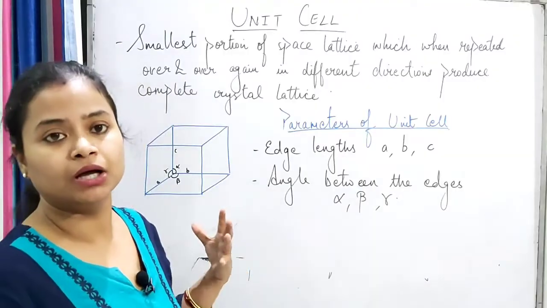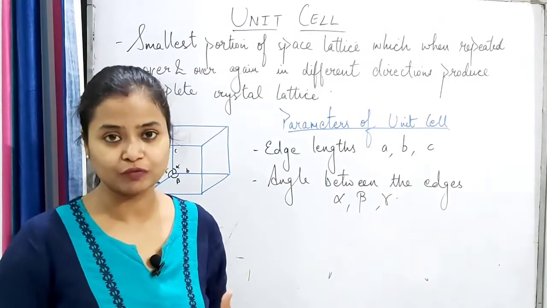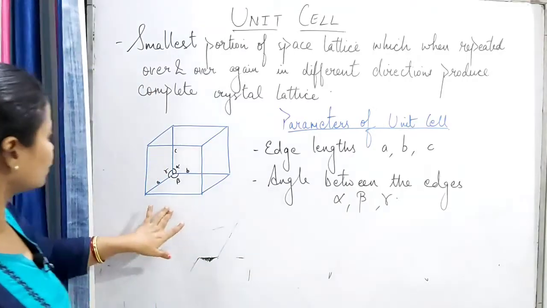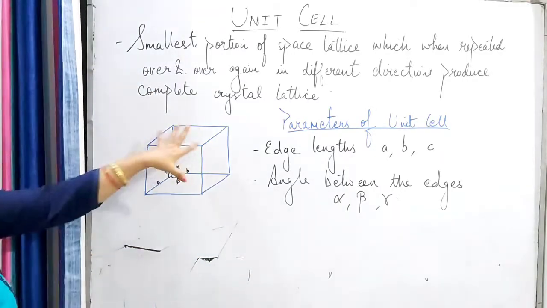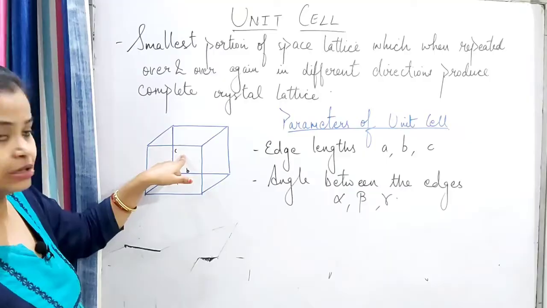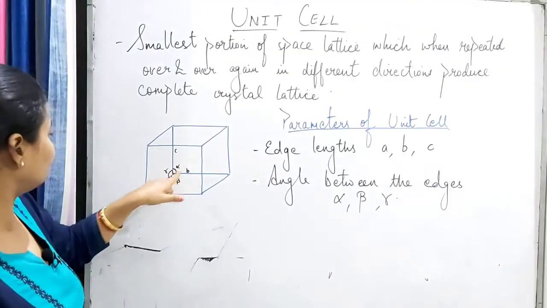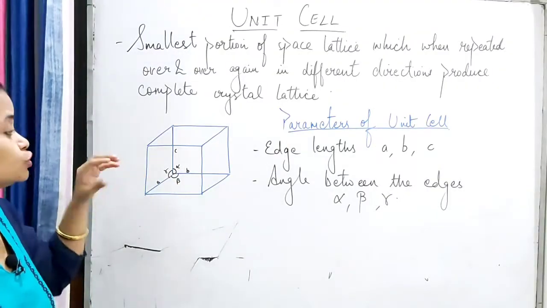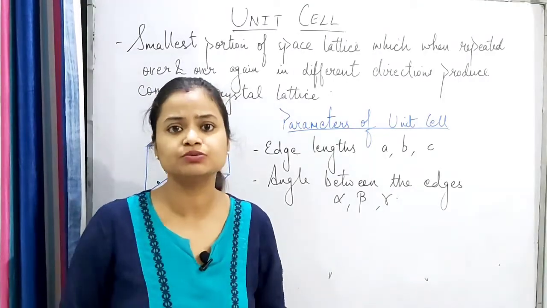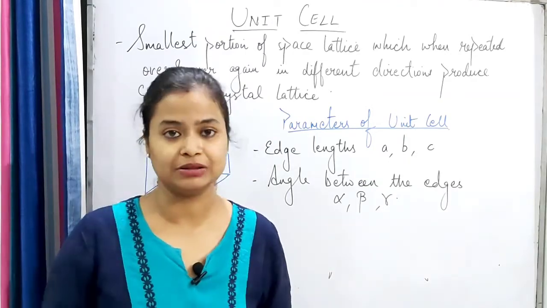Fine. So when we are talking about unit cell, basically it will have edges, isn't it? Cube or cuboid, whatsoever, it has edges and some angle between the edges. Okay, so this is a unit cell and the parameters of this unit cell will be edge lengths. You can see here a, b, c. These will be the edge lengths and the angle between the edges, which is alpha, beta and gamma. Fine. So these are the parameters of unit cell on the basis of which different unit cells will be there, depending upon the edge lengths and the angle between the edges.